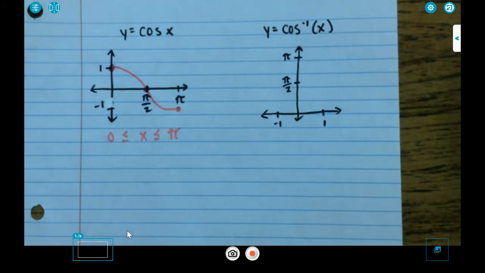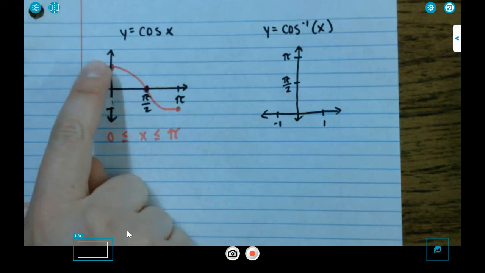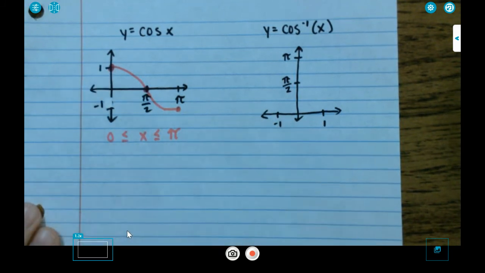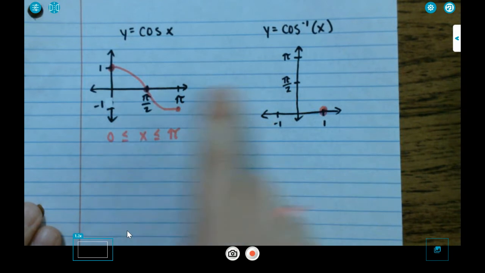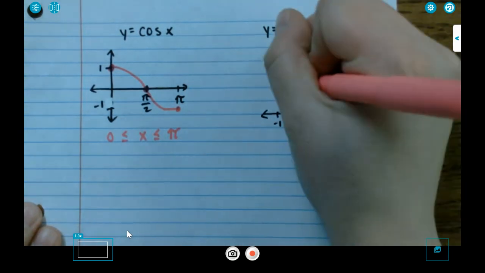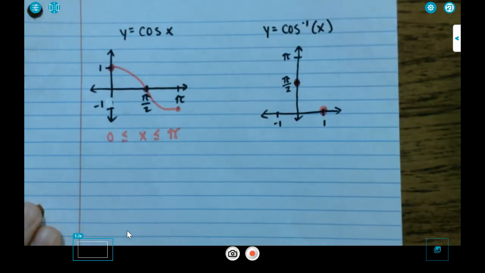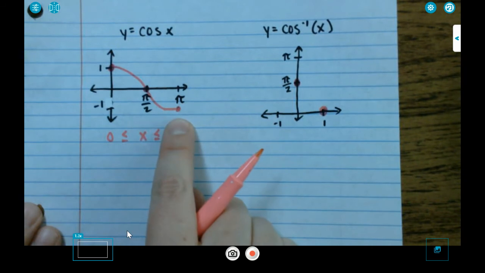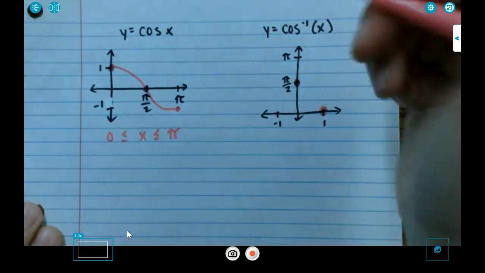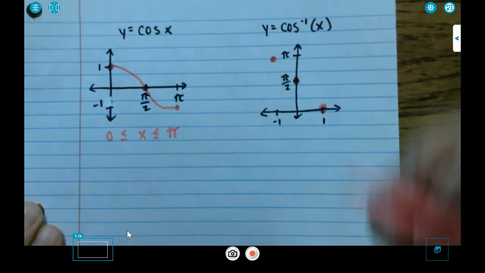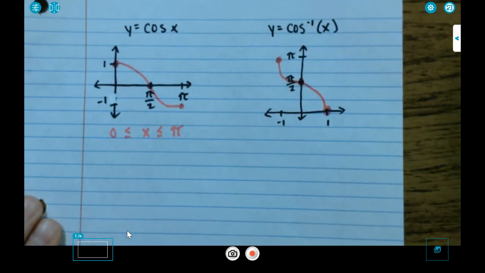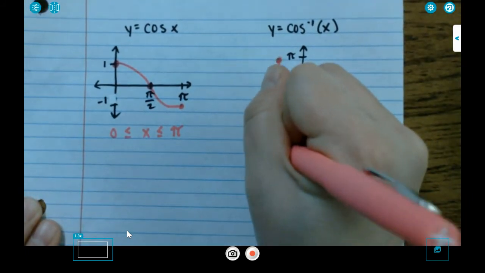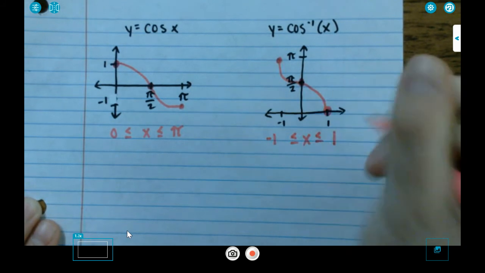So for the cosine, we had a point at 0, 1. So now we have a point at 1, 0. We had a point at pi over 2, 0. So now we have a point at 0, pi over 2. And then we had a point at pi, negative 1. So now we have a point at negative 1, pi. I'm switching my x's and y's. And then it'll curve the opposite direction. We're not doing the exact values in between. But it'll curve this direction. And the domain of that is from negative 1 is less than or equal to x is less than or equal to positive 1.